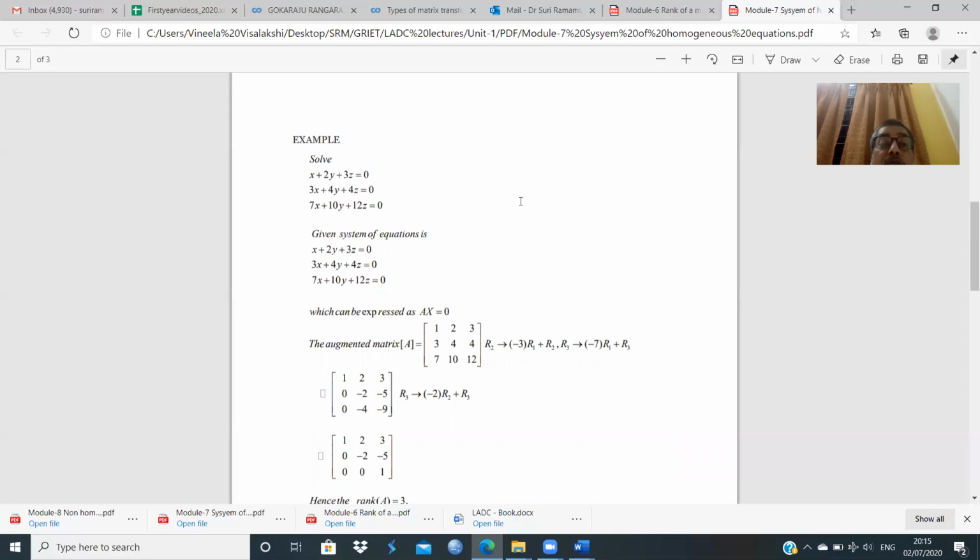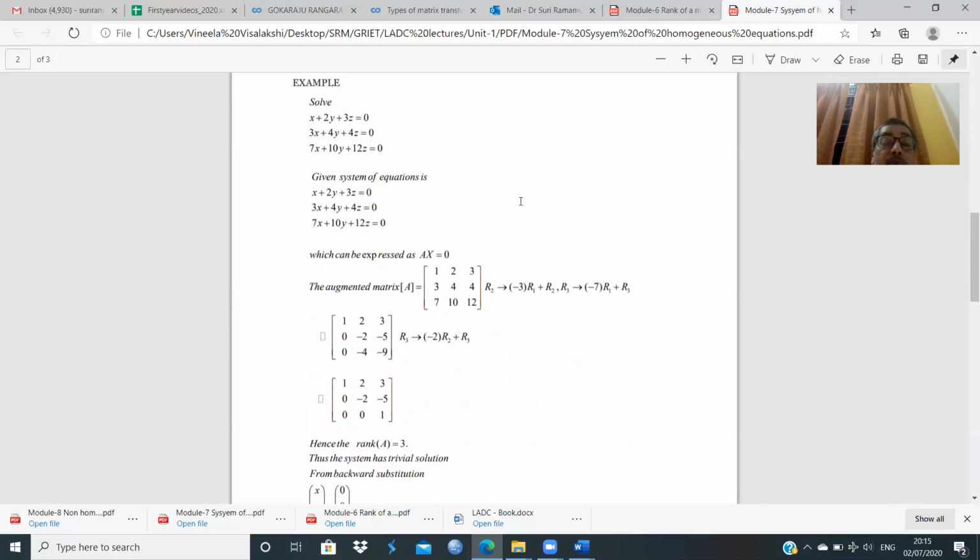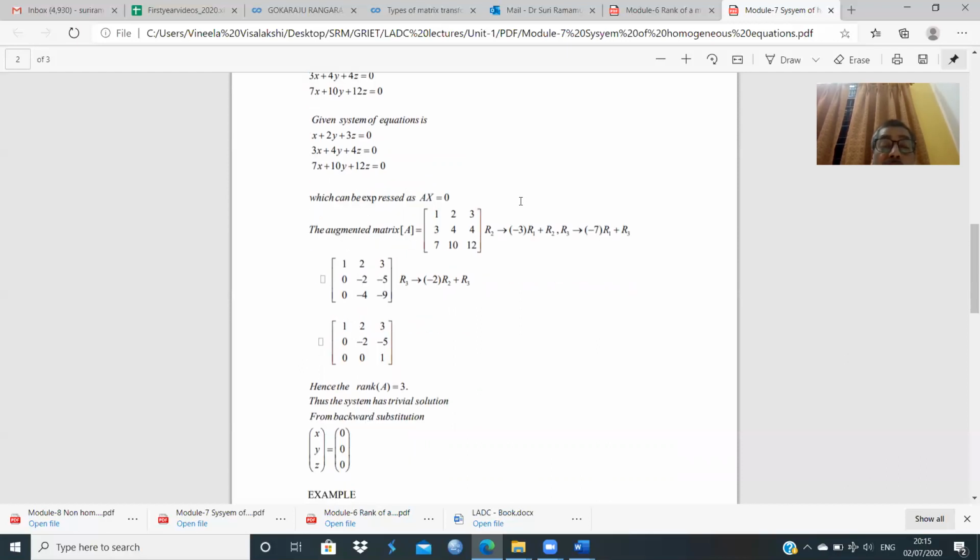And in this first example, we have three equations in three unknowns. So the coefficient matrix is a square matrix. And once you reduce it to the echelon form, you'll find that it's full rank, which means that this system of homogeneous equations has only the trivial solution, which is the 0, 0, 0 vector.